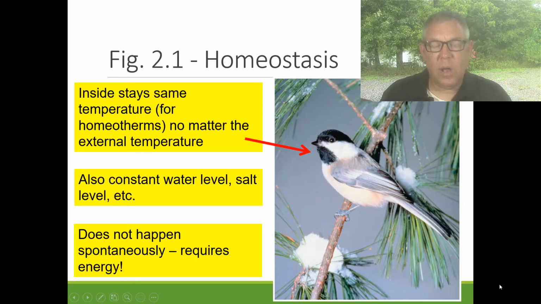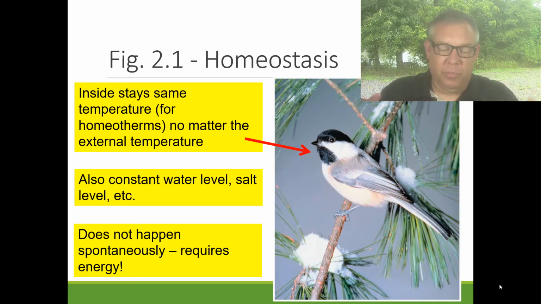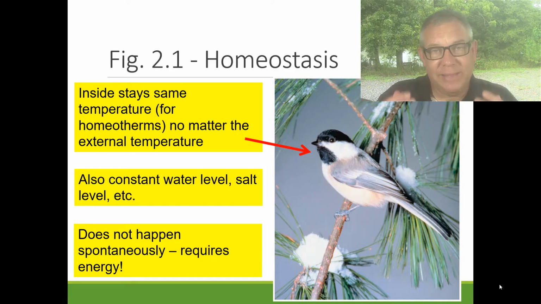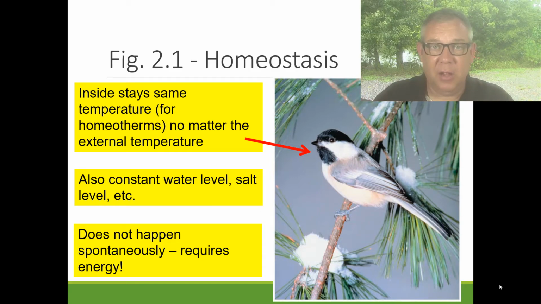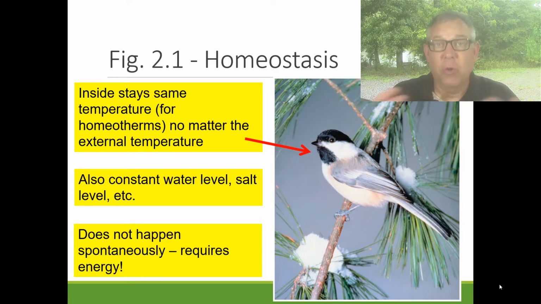And so there are a lot of parameters that must be maintained internally, and homeostasis is a huge topic we could talk about for a long time. Here's a figure from your book that just shows a bird sitting in a tree during a cold period, just to give you an example of maintaining a constant internal environment. So for this bird, the body temperature inside the cells is the same, even though it's cold outside. But if it were warm outside, their body temperature would stay the same. Well, that's true for homeotherms.